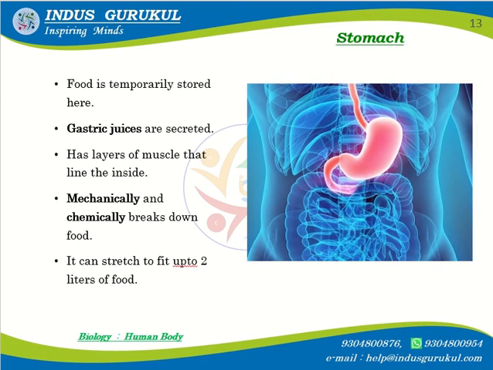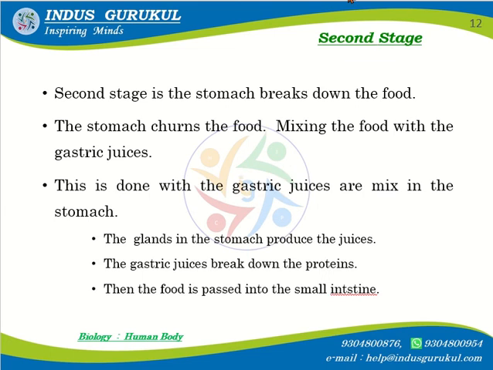Now the food is temporarily stored here with the entire breakdown of the particles into smaller molecules. Here in the stomach you have gastric juices which are secreted, and layers of muscles lying inside. Mechanically and chemically the food is broken down over here in both senses, and in this entire process the elasticity of the stomach is such that you can expand it to 2 liters of food. So this benefits us, as even if you have a little amount of food, when it is digested or broken down, the entire thing expands, and the stomach has the capability of expanding through its inner muscle lining. The second stage is where the breakdown happens in the stomach.